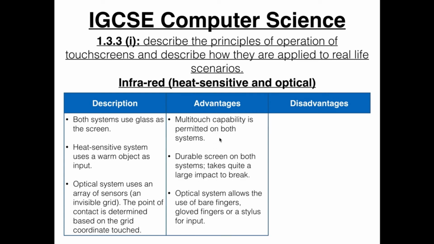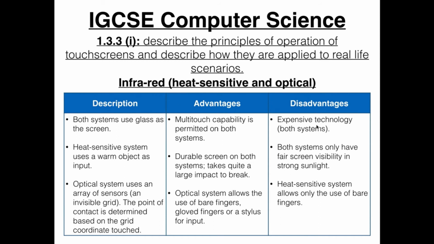Advantages are multi-touch capability is permitted on both systems. The screen is quite durable, and the optical infrared system allows the use of bare fingers, gloved fingers, or stylus for input. I guess it's one of the disadvantages of capacitive is if you have gloves on, you can't really use the phone.